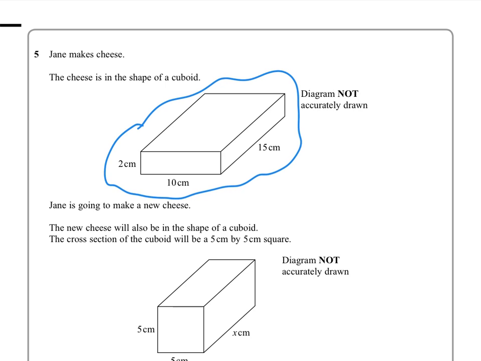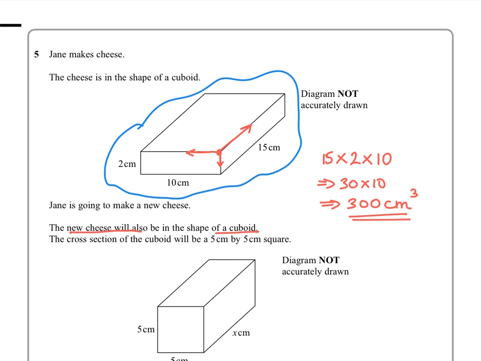Now I usually pick a corner and then I want to have the 3 directions and multiply those because that will give me the volume. So I have 15 by 2 by 10. So if I multiply those, that will give me the volume. So I'll have 30 times 10, which is 300 centimetre cubes. And then the new cheese will also be in the shape of a cuboid. Cuboid is like a cube. And the cross section of the cube will be a 5 by 5 centimetre square.